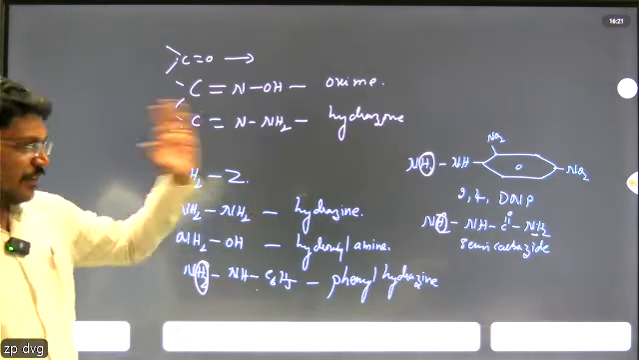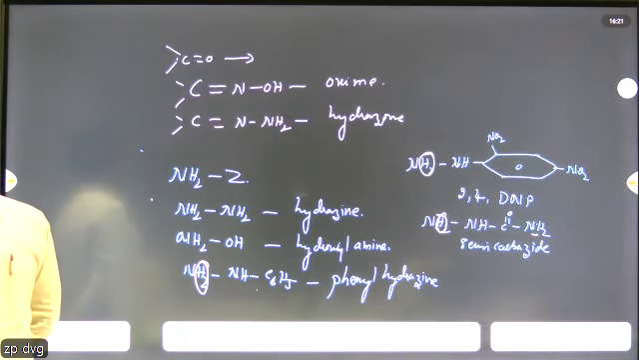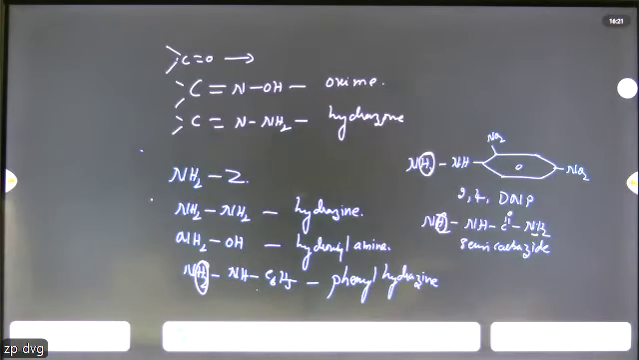So like that, different compounds we can get when a carbonyl compound reacts, which we call nucleophilic addition reactions. So after completion of these particular components, next we move on to the most important one, reduction reaction.